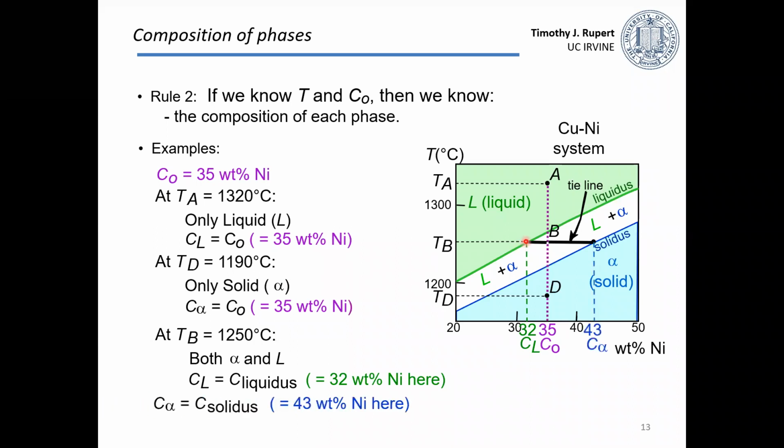Do the same thing for the solid. So we extend out that line, we hit the solid phase, we see that it's at 43%. Okay, so our overall material, if I zoom out and just measure chemically this huge box of material I have, it's 35% nickel. But if I zoom in, I see that I have a liquid phase with a little bit less nickel and a solid phase with a little bit more nickel.